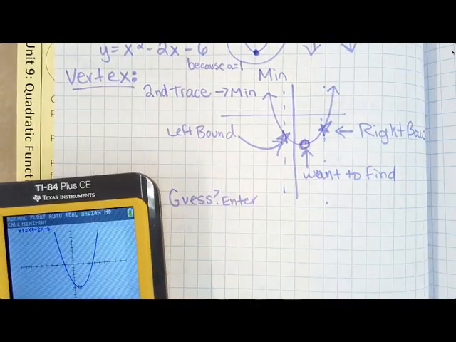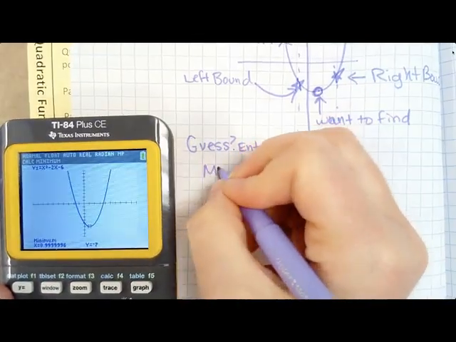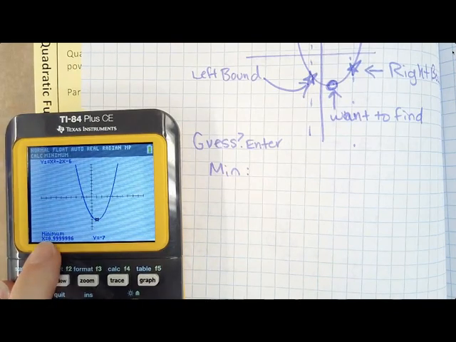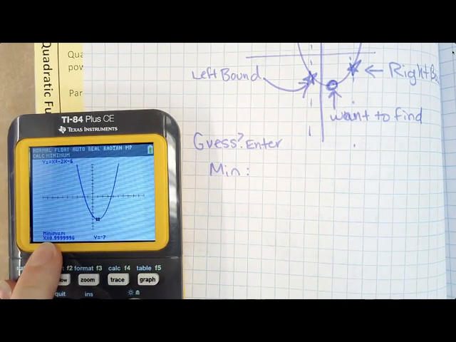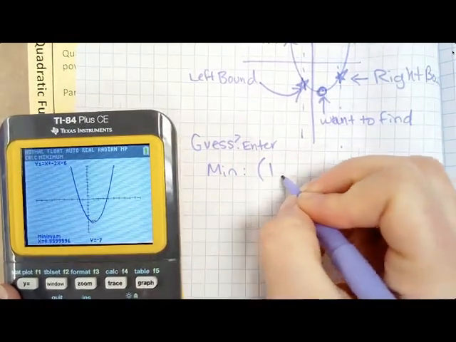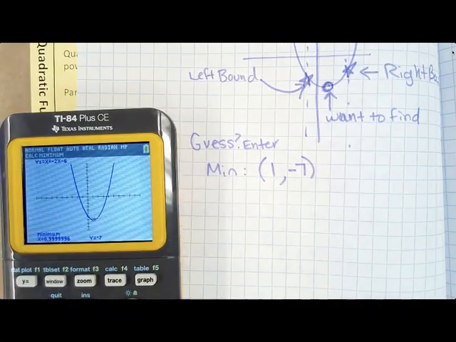Enter. And then it gives you the minimum. It'll say min or max. And so we want to round to the nearest hundredth place. So if I were to round this, 0.99999, that's actually 1 for the x value. And the y value is -7. So 1, -7.